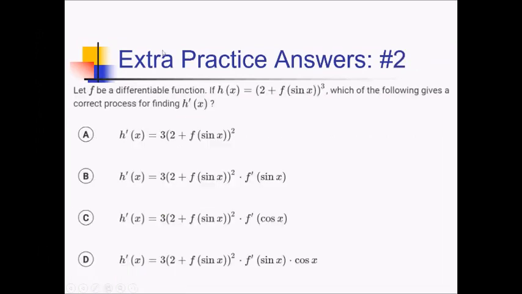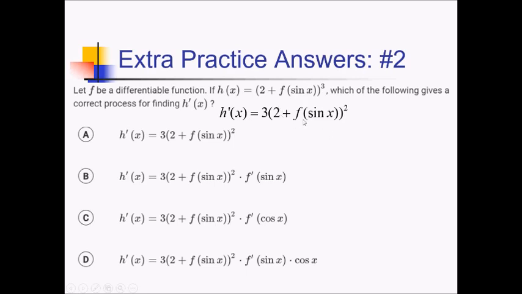On this problem, we're given that f is differentiable and h is 2 plus f of sine of x, and all of this is being cubed. Based off this, we just want basically h prime. So we're going to have to use the chain rule on this one. The outer function is this cubing, so we have 3 times something to the second power. In this case, 3 times 2 plus f of sine of x, all raised to the second power.